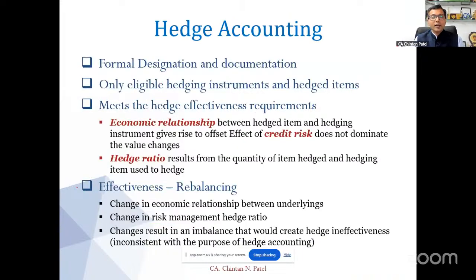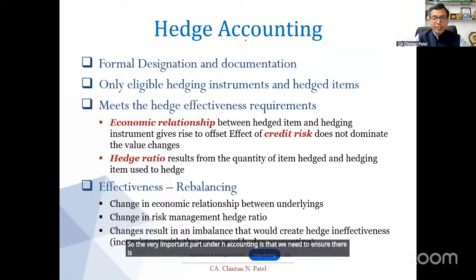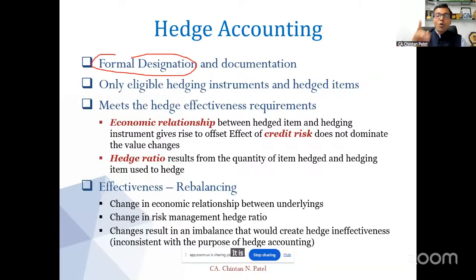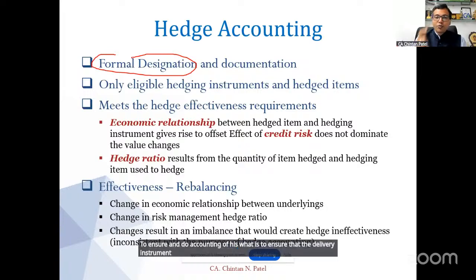So the very important part under hedge accounting is that we need to ensure there is a formal designation. If you want to do hedge accounting, first you have to fulfill the documentation requirements, which suggest that the derivative instrument which I enter into qualifies to be a hedge. All derivative instruments don't qualify to be a hedge. To do accounting of hedge, you have to ensure that the derivative instrument qualifies to be a hedge.